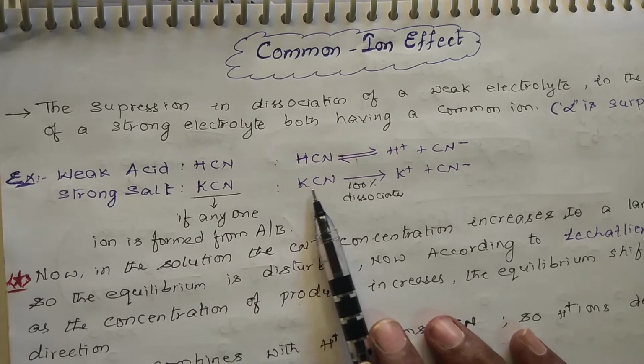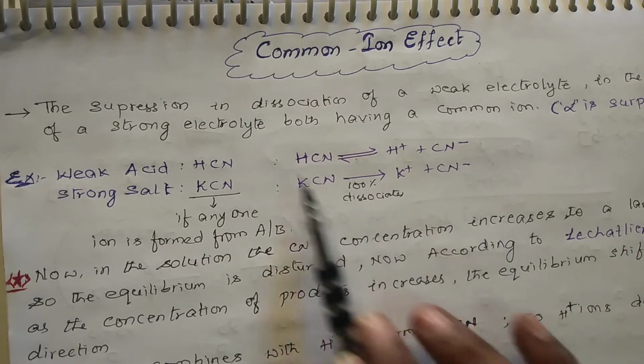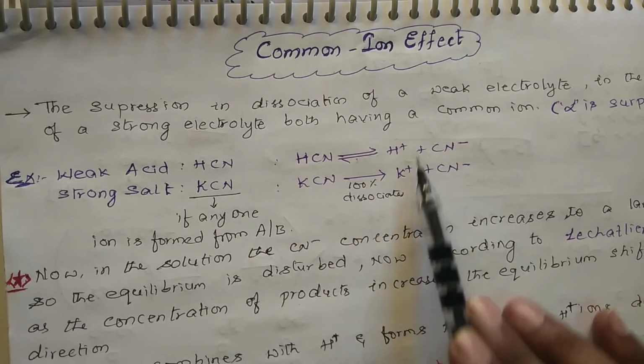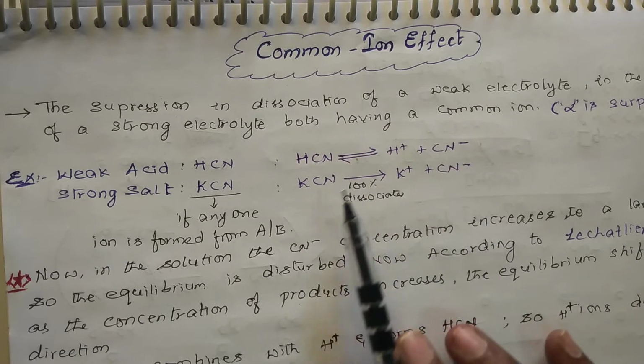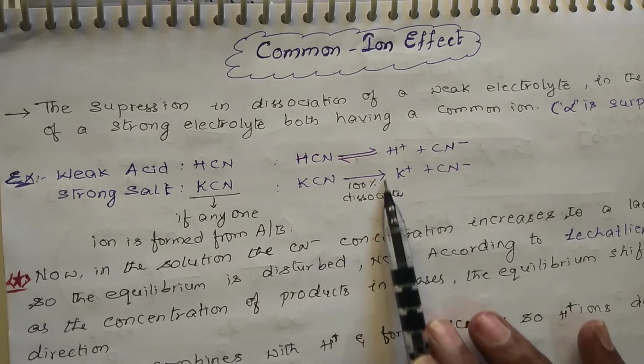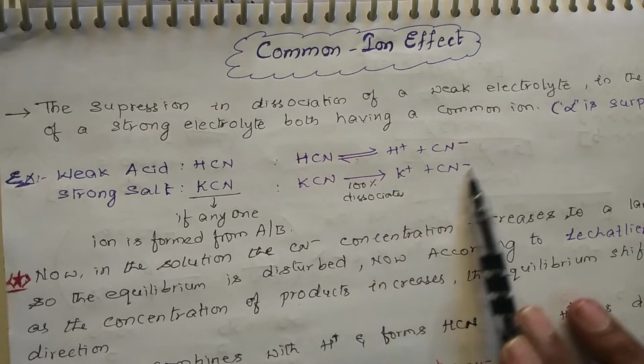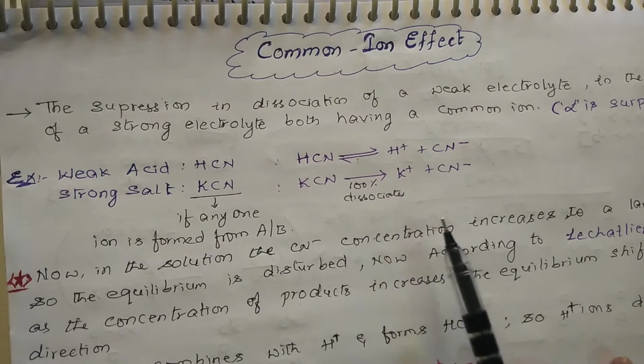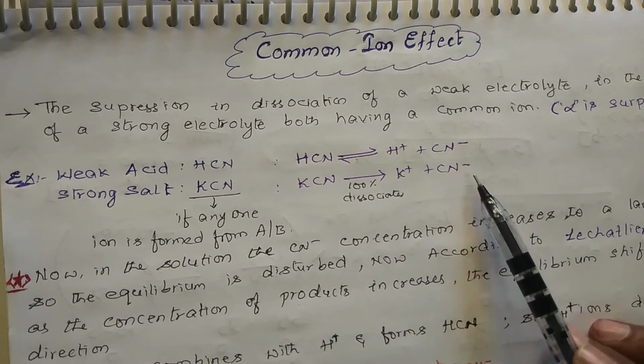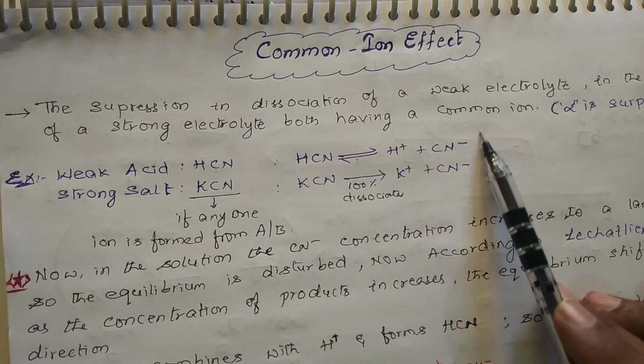It gets dissociated as K plus and CN minus. You are taking this in a container and adding a strong electrolyte. This strong electrolyte will not get into equilibrium; it gets completely dissociated. So CN minus here, CN minus here, the product's concentration will be increased.